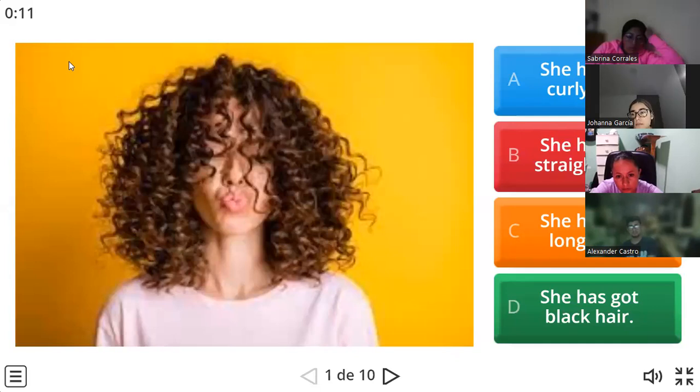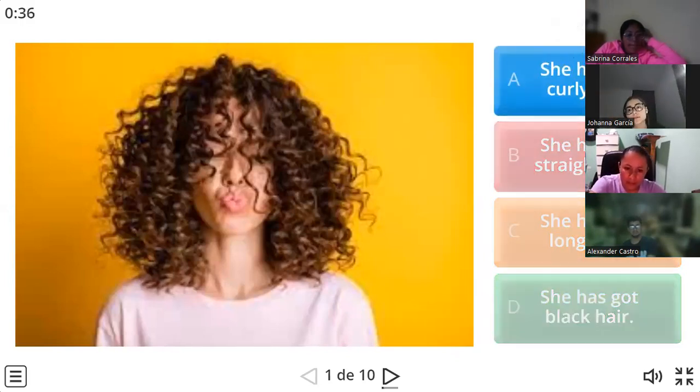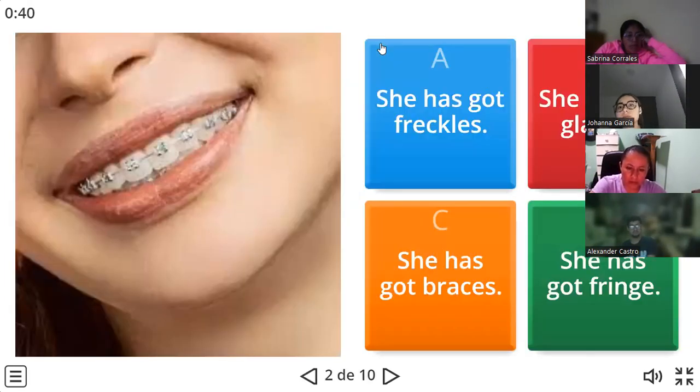She has got long hair. She's got curly hair. Curly, right? Curly hair. But is it short or long? Long. Okay, sure, but I think the most appropriate one would be letter A, right? Got curly hair. It doesn't mention if it's short or long, but it's actually curly.